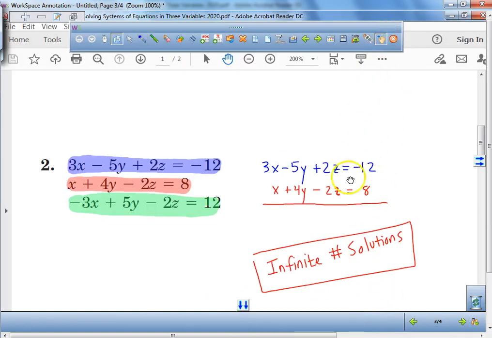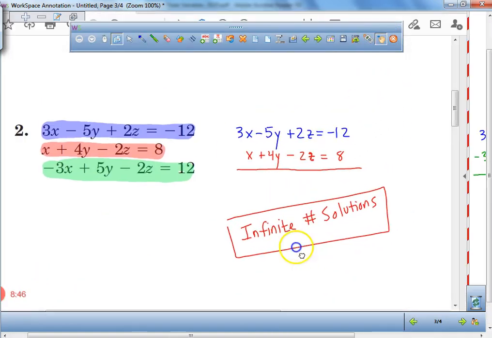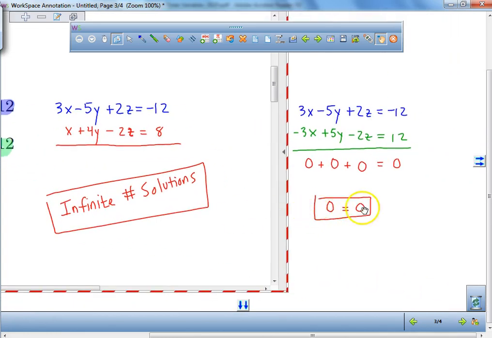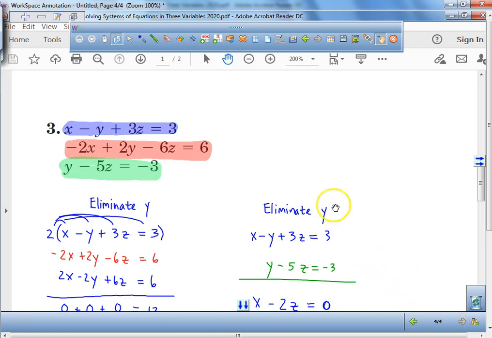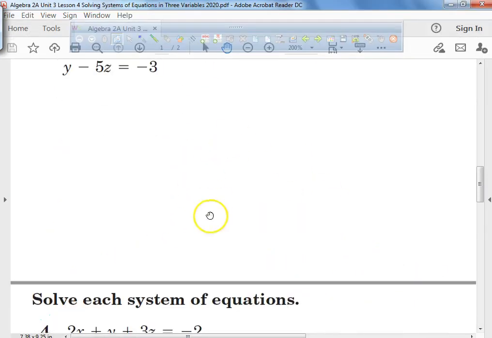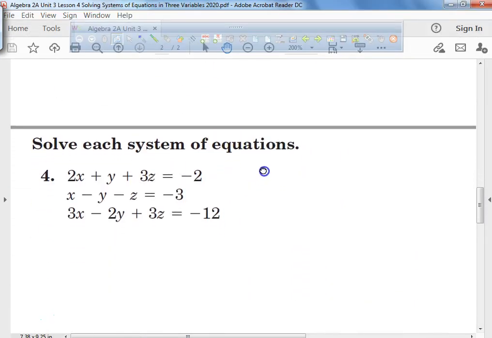Whereas before, what was the other one? Infinite. And why was it infinite? Because we got 0 equals 0. Okay? Well, dadgum, are we going to get one that actually has a solution? Yes, number 4 actually has a solution, everybody.